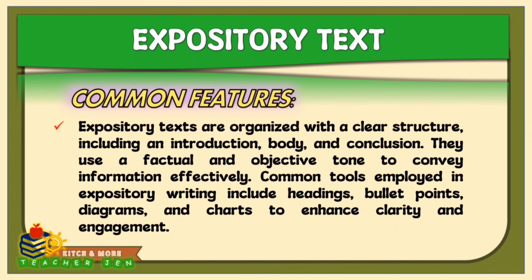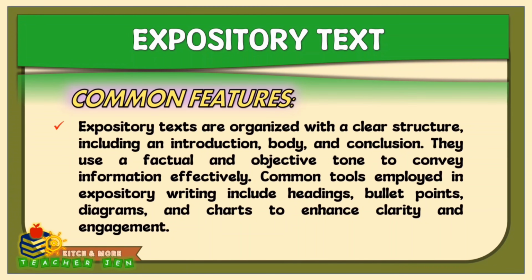First, expository texts are organized with a clear structure. They usually have an introduction where the topic is introduced, a body where the main information is explained, and of course a conclusion which summarizes everything. Second, they use a factual and objective tone. This means they focus on facts, not opinions, to give clear and accurate information.